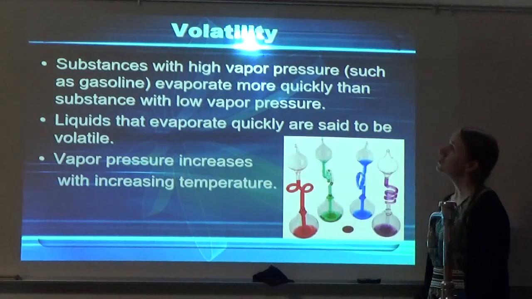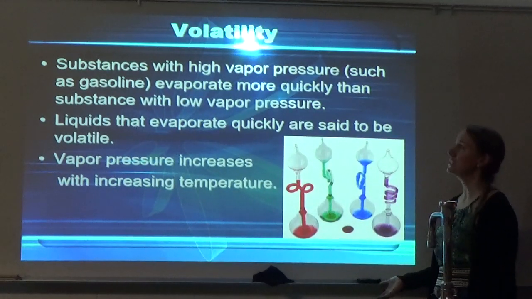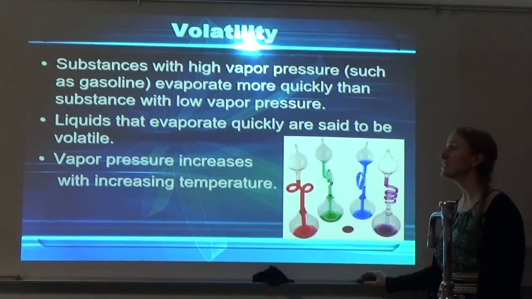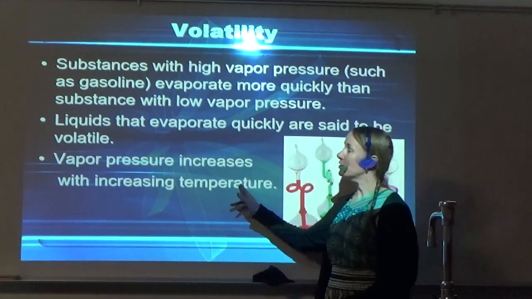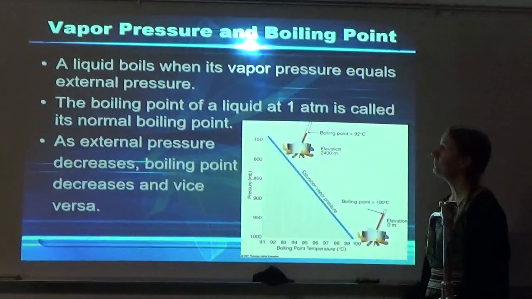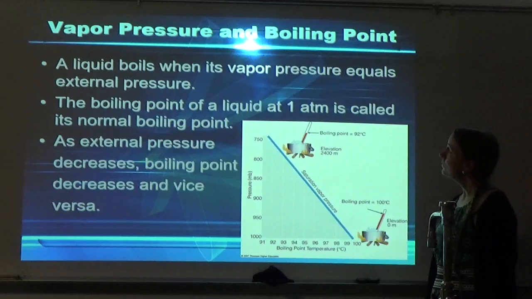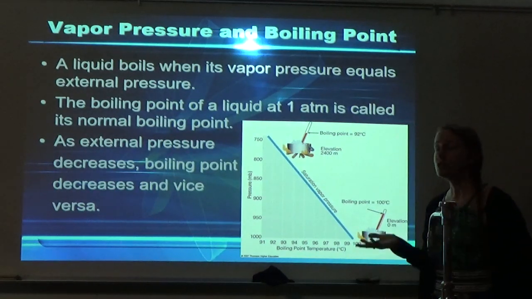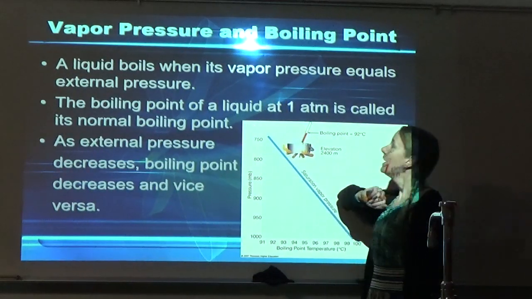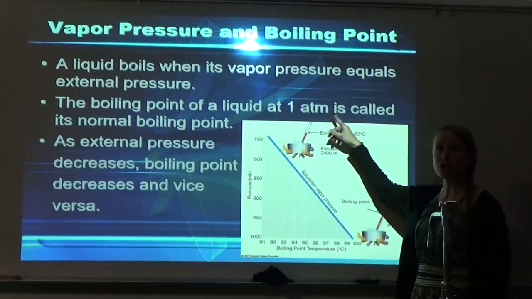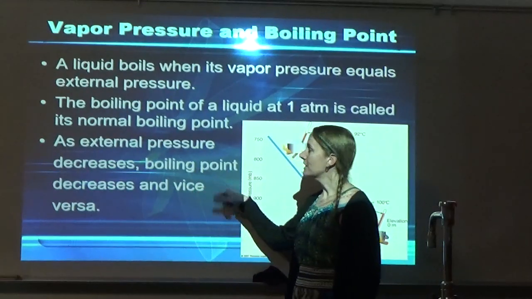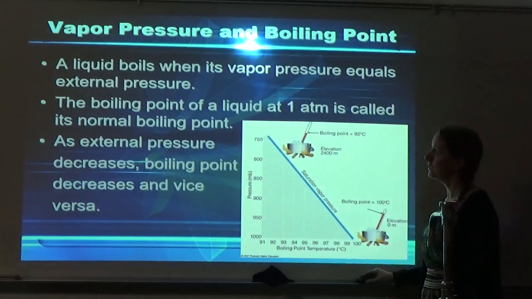Substances with high vapor pressure, such as gasoline, evaporate more quickly than substances with low vapor pressure. Liquids that evaporate quickly are said to be volatile. Vapor pressure increases with increasing temperature because, of course, as you increase temperature, more of the particles have sufficient energy to evaporate. A liquid boils when its vapor pressure equals external pressure. If your external pressure is 1 atm, which is our standard pressure, we call that the normal boiling point. As external pressure decreases, the boiling point decreases, and vice versa.